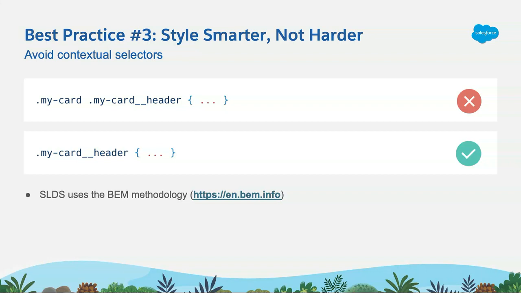SLDS uses the BEM methodology to help keep our CSS sane. If you're new to writing CSS like this, I highly recommend this as a starting point. It will get your feet pretty wet there.